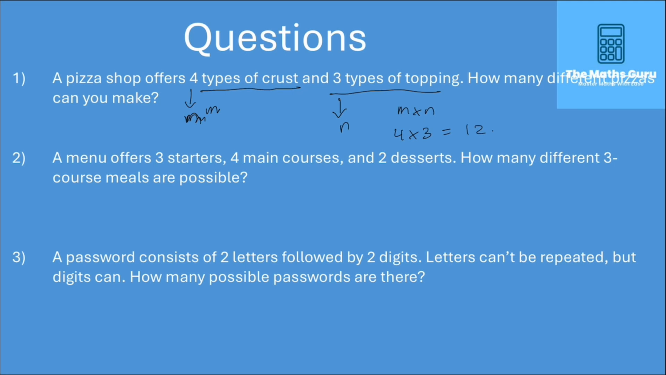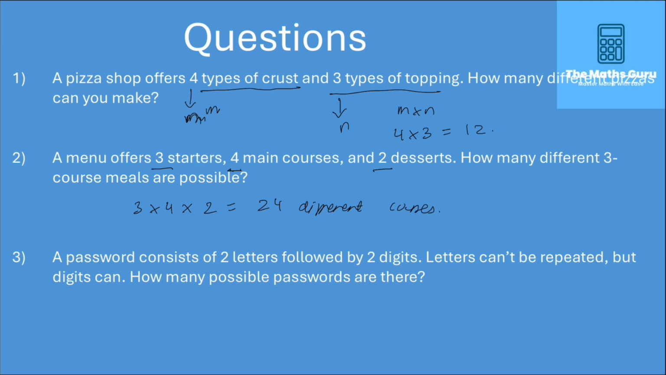A menu offers 3 starters, 4 main courses, and 2 desserts. How many different 3-course meals are possible? So, the way we do this is we have our M event, our N event, and say our T event. We just do 3 times by 4 times by 2, which gives us 24 different meals.